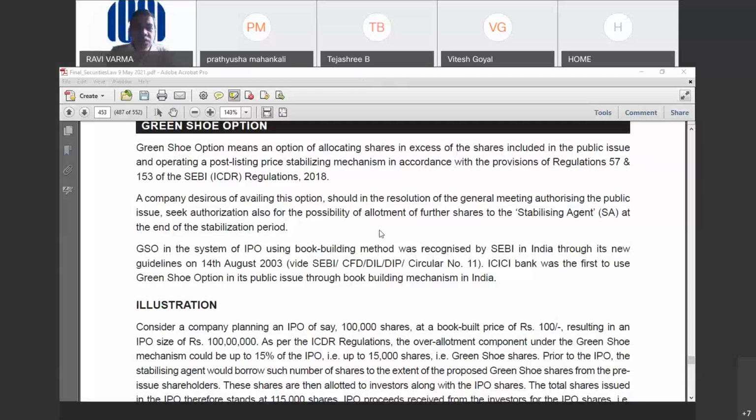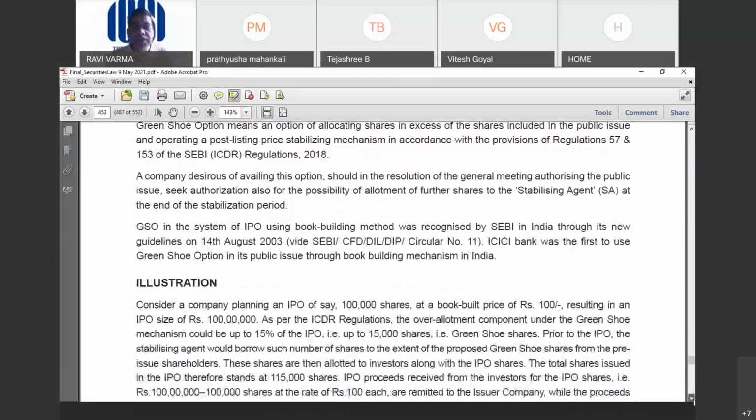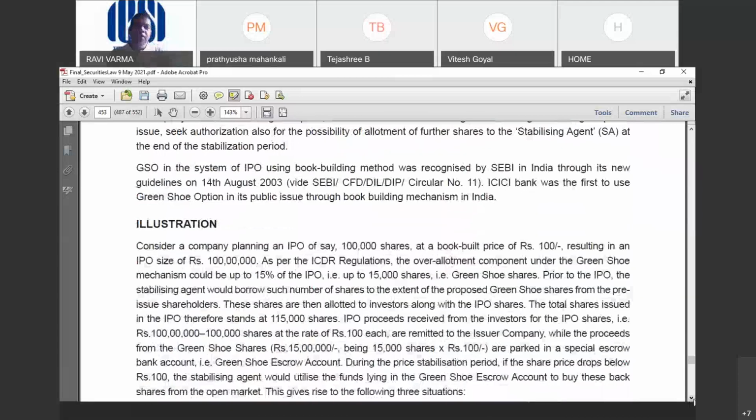So in those scenarios, SEBI has come out with a green shoe option. It is a stabilizing process and there is a stabilizing agent. What is this mechanism? Before you go theoretically into the illustration, because there is a lot, 1.5 pages of illustration, I am just telling in short what the mechanism is.